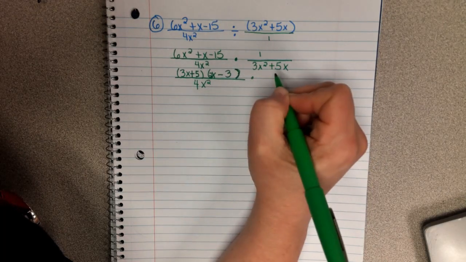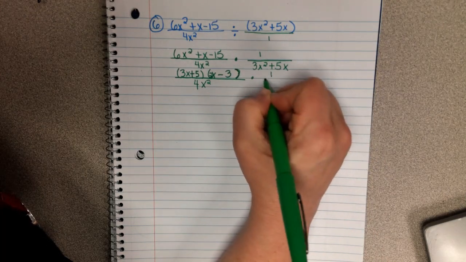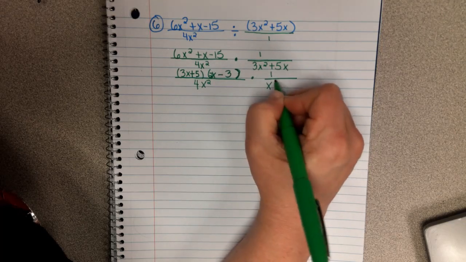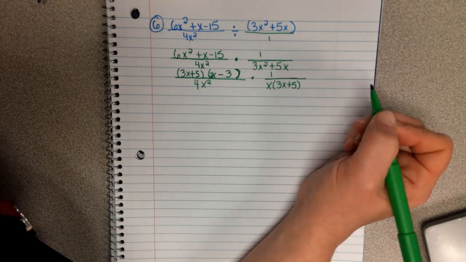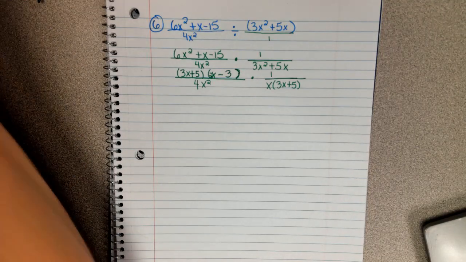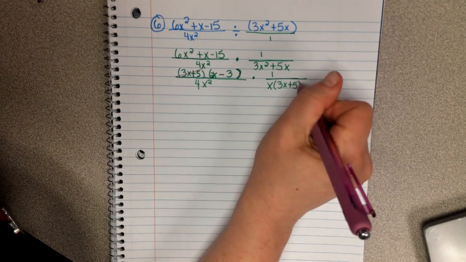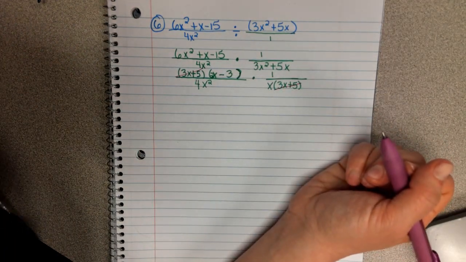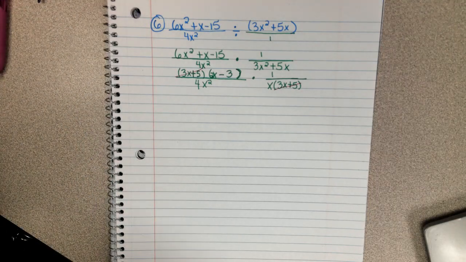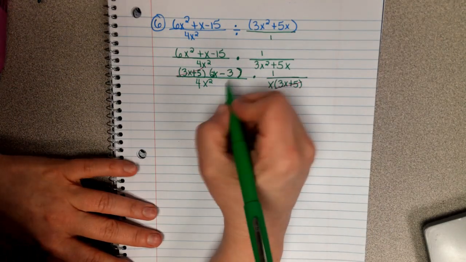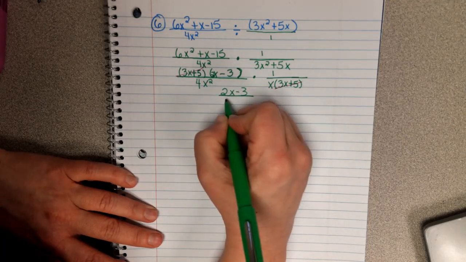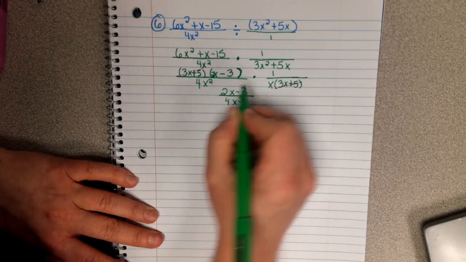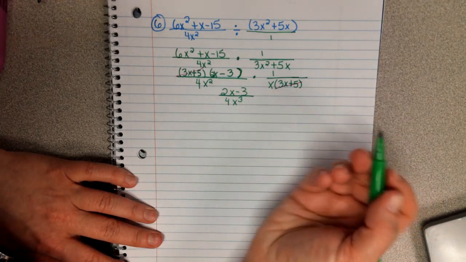And then 1 over, now this has a GCF of x, so that leaves me with 3x plus 5 here. Oh, now that is handy. Do you see it? I have a 3x plus 5 here and 3x plus 5 here. So multiplying straight across, that leaves me with a 2x minus 3 in the numerator and a 4x to the third in the denominator, x squared times x.